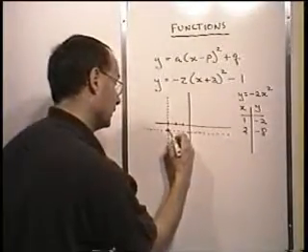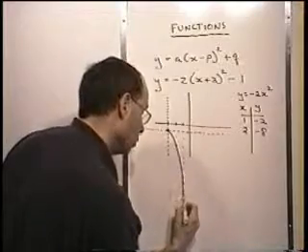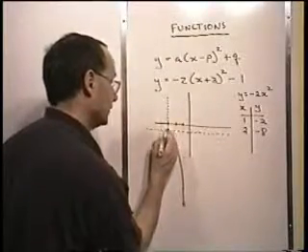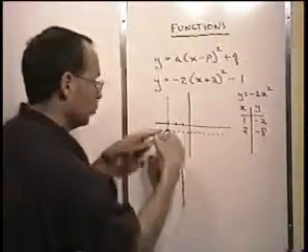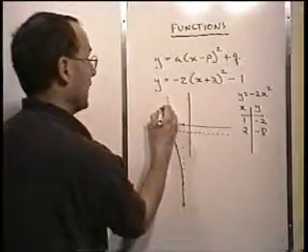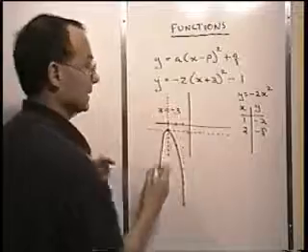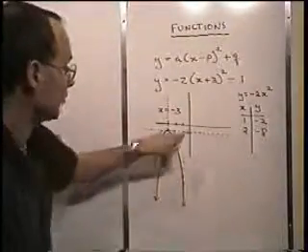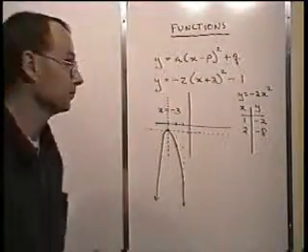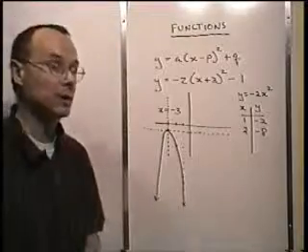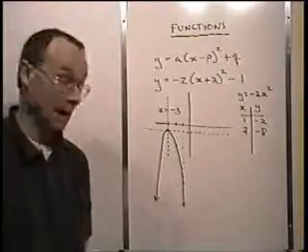What I'm getting is a very narrow graph that opens down. Whoops. It's supposed to be symmetrical here. My axis of symmetry is x equals -3 in this example. My vertex is -3, -1. So that's just to refresh your memory about quadratic parabola graphs.